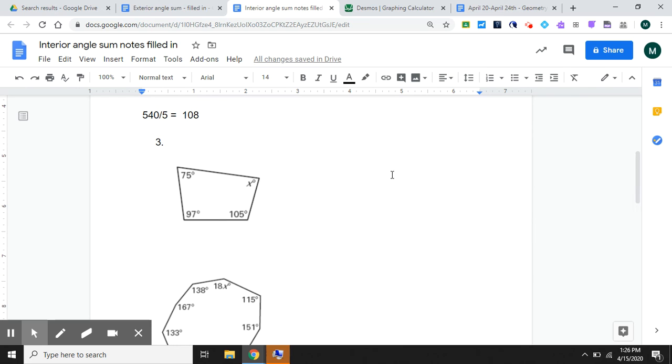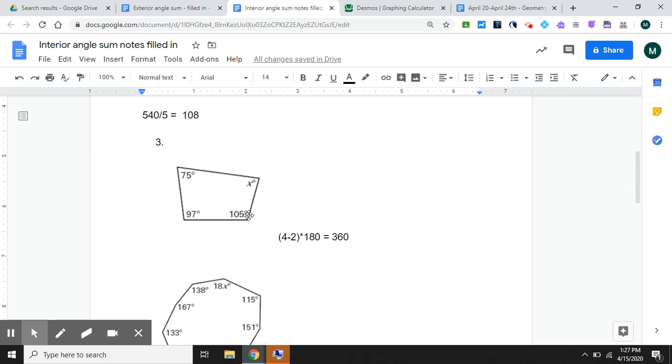Example number 3. I have 1, 2, 3, 4 sides, which means we have a quadrilateral. So I need to figure out what my interior angle sum of a quadrilateral is. It's 360, and I can figure that out by doing number of sides minus 2 times 180, which is 360 degrees.